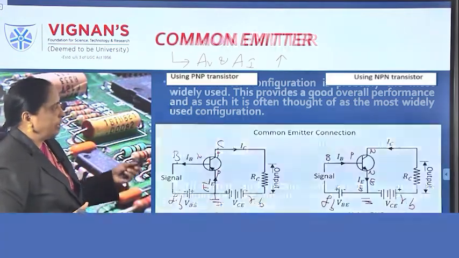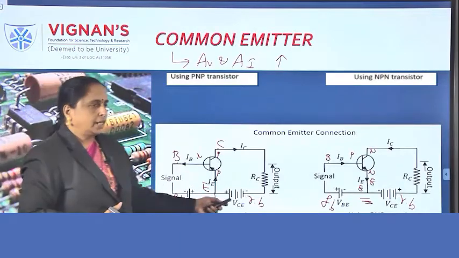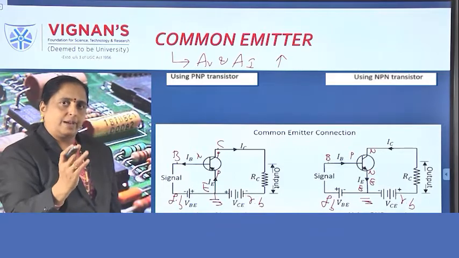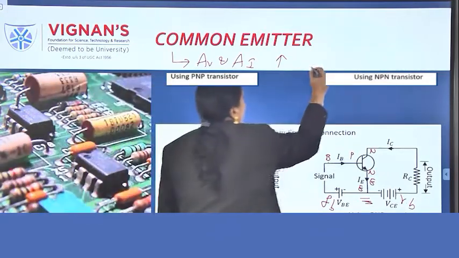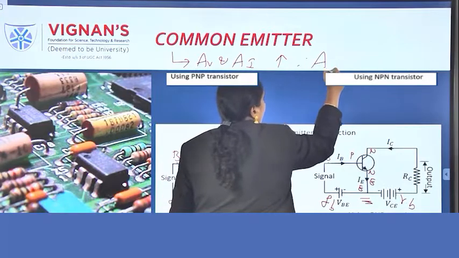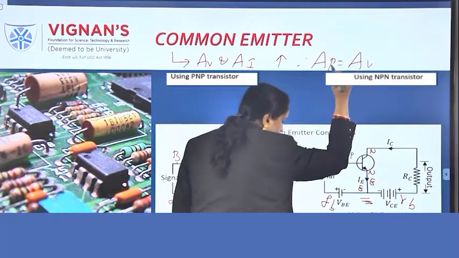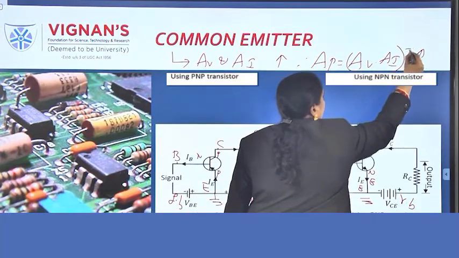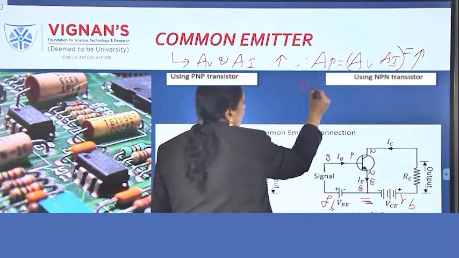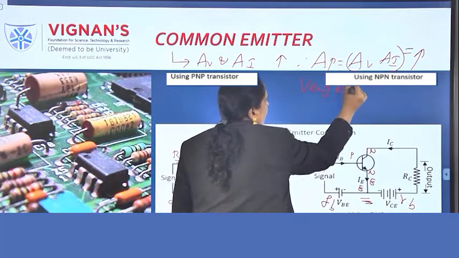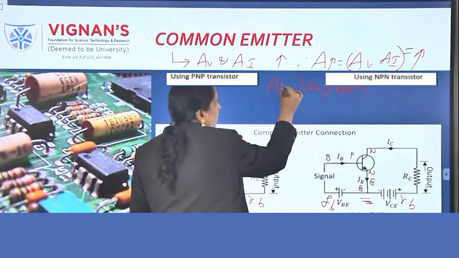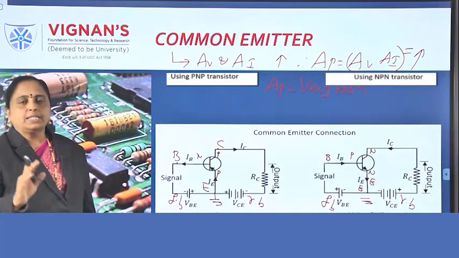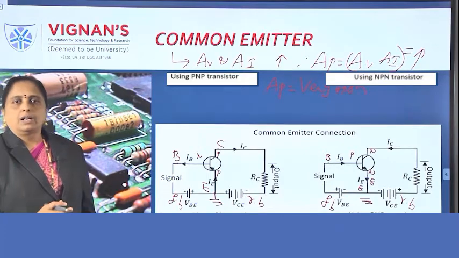So in case of common emitter configuration, the voltage gain and current gain are both medium high. If you multiply these two medium high values, therefore the power gain is equal to the product of voltage gain and current gain, which is a very, very large value. Therefore, power gain is very, very large. So CE, CB, CC have their own individual applications.